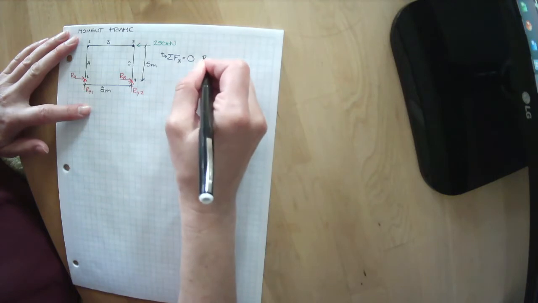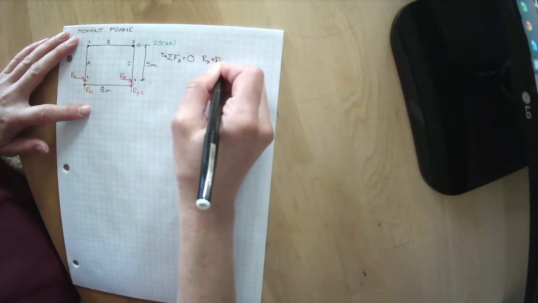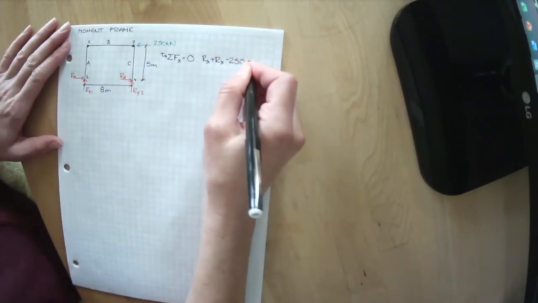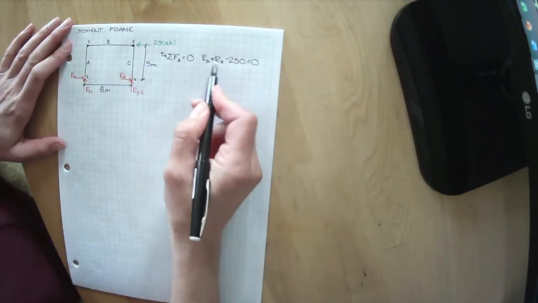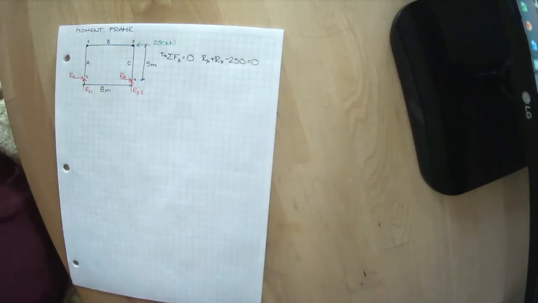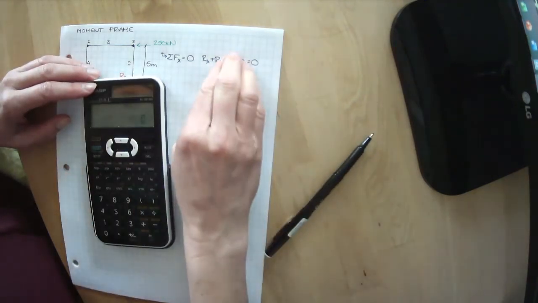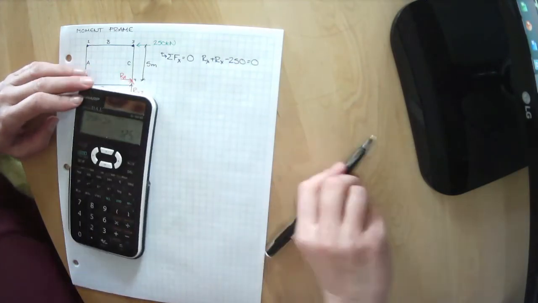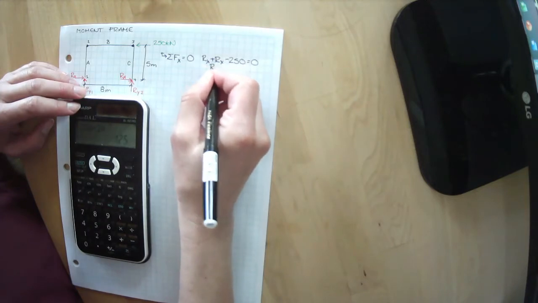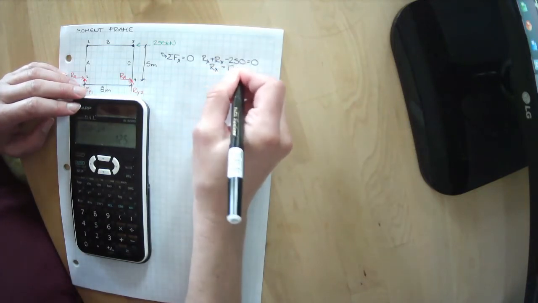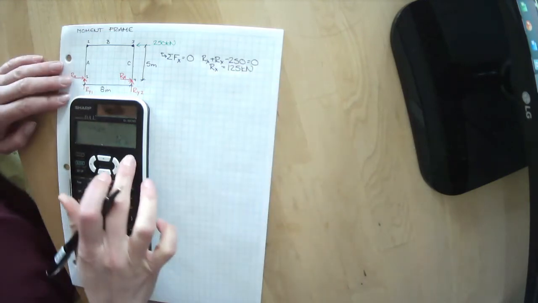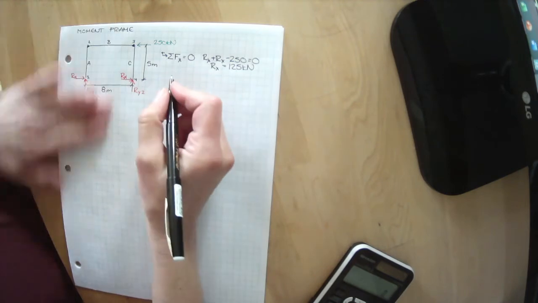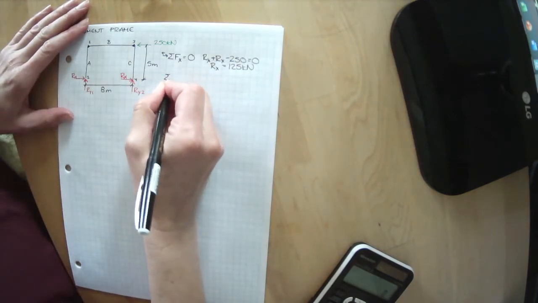So we have Rx plus Rx minus our 250 kilonewtons equals 0. So we've got 2 Rx. We'll bring our 250 over to the other side. 250 divided by 2. Rx equals 125 kilonewtons. Okay, let's use one of our other equations.